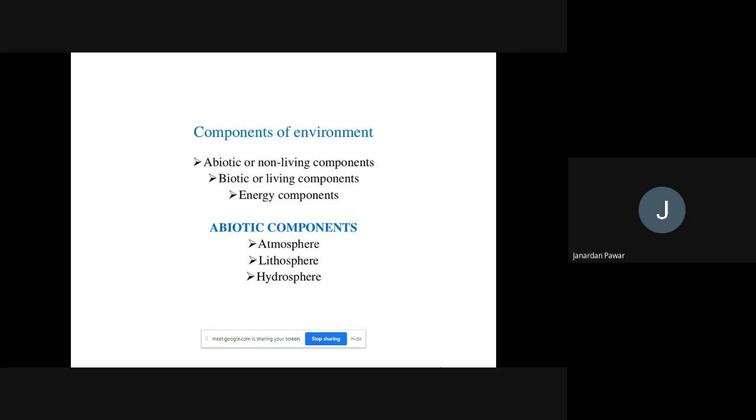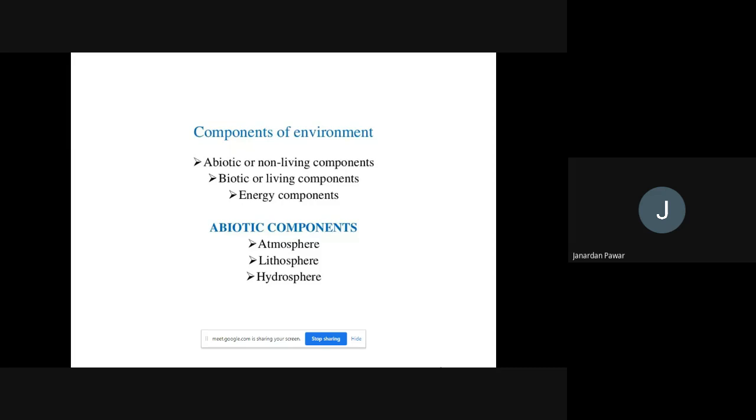Now, components of the environment. As I told you, there are two components: abiotic, which is also called non-living components, and biotic, which is also called living components. Whatever living things are there on the planet can be called biotic components. Whatever non-living things are there on the planet can be called abiotic components. And one more is there: energy components. Whatever components can be used for generating energy can be called energy components. We are going to see these components in a systematic and detailed manner.